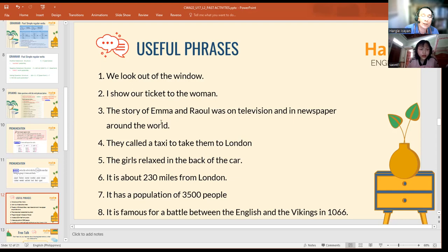Next, number 3. The story of Emma and Rose was on television and in newspapers around the world. So what does it mean?